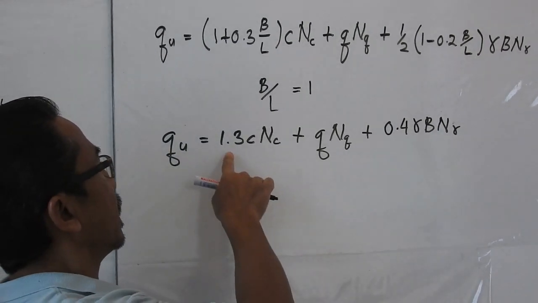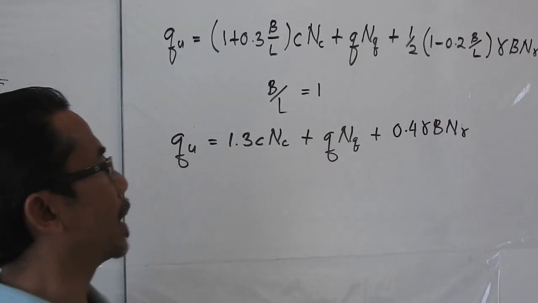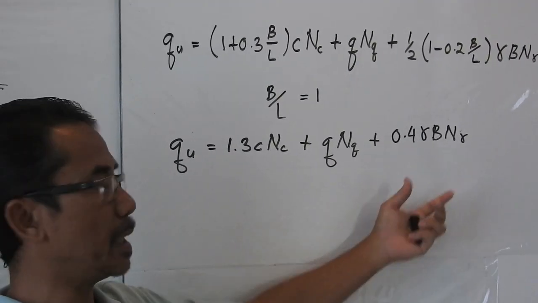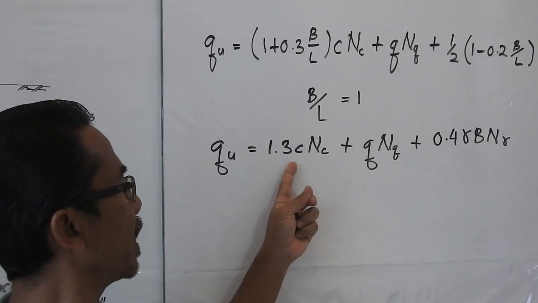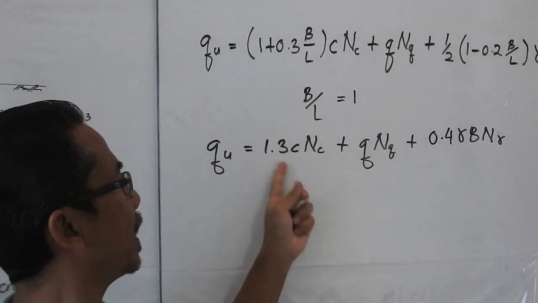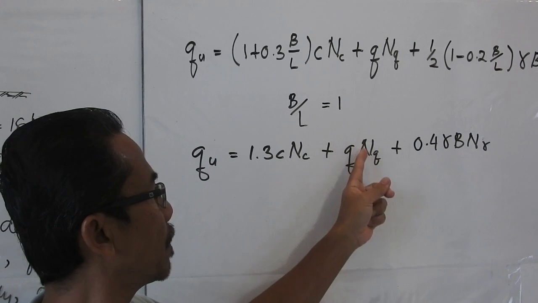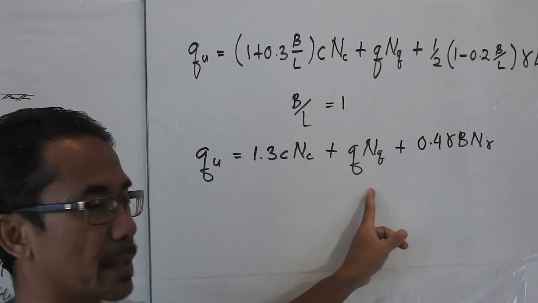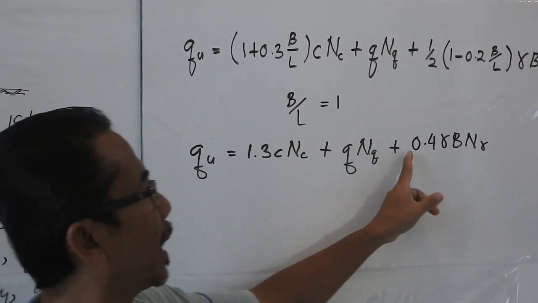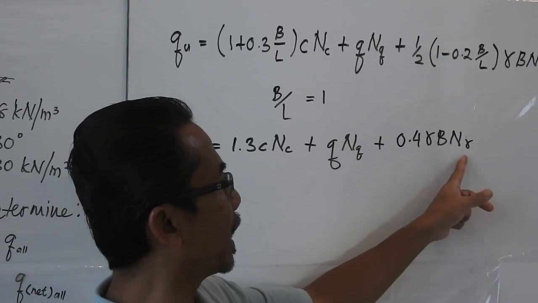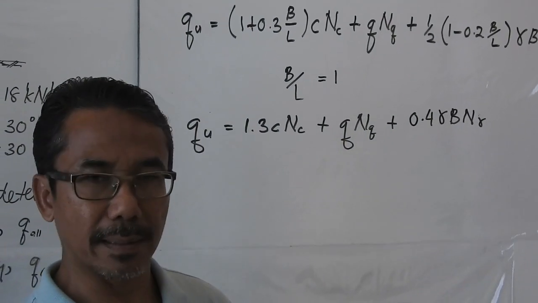Right. Here we have a group of items in this equation. So 1.3 c N sub c, I call it the c term. Whereas here, q multiplied by N sub q, I call it the q term. And 0.4 gamma B N sub gamma here, I call it the gamma term.